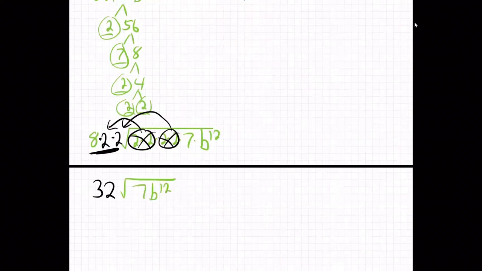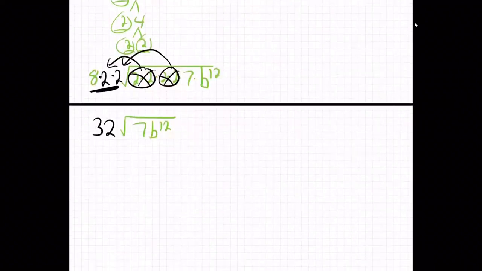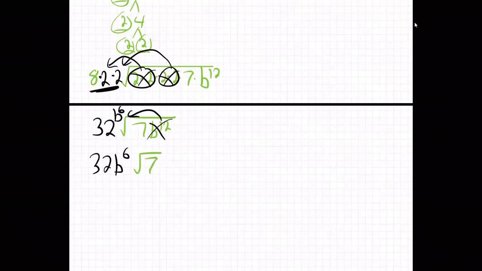Now, I also need to do the b. What's going to happen with that b to the 12th? Well, it's going to come out as b to the 6th. Remember, you cut the powers in half, like that. And we're just left with square root of 7.